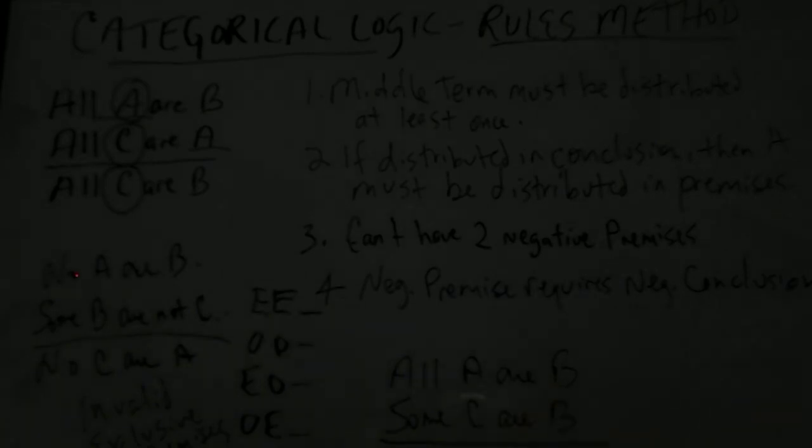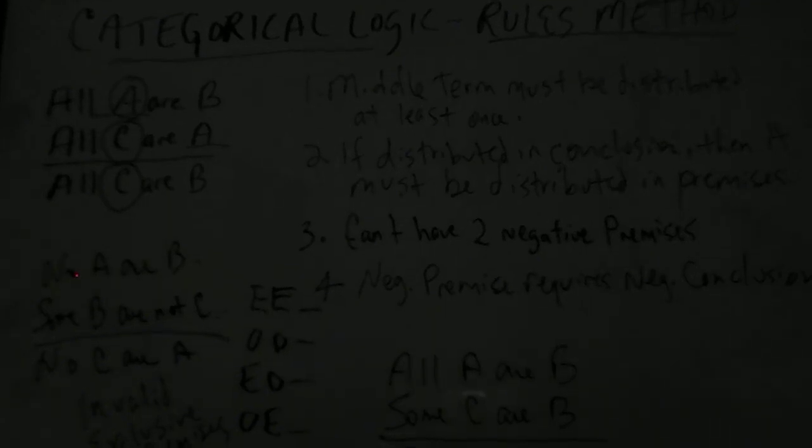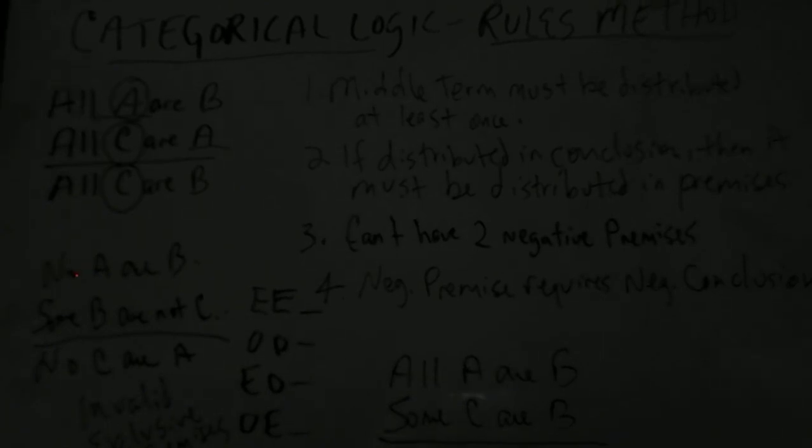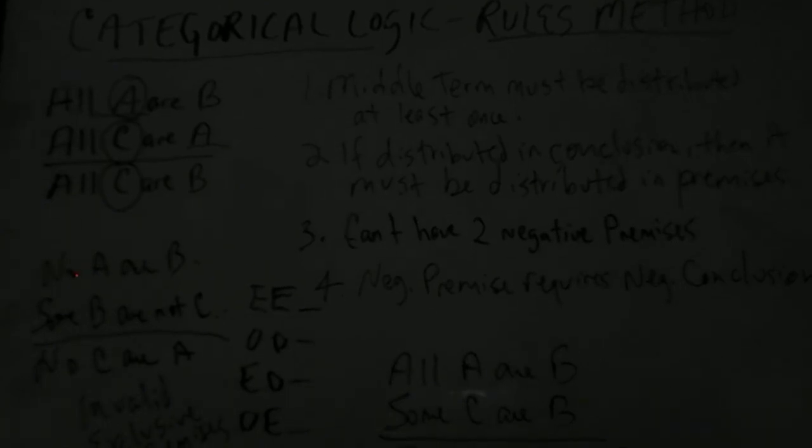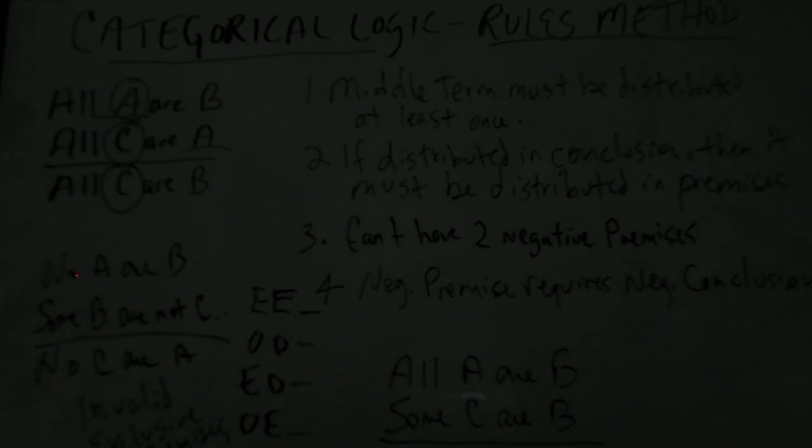Okay. Well, in this case, we see that we have an O conclusion. Some C are not A. It's an O statement and negative conclusion. Rule 4 says, since there's a negative conclusion, we need a negative premise. But both of our premises are positive, right? You have an A statement and an I statement. Those are both affirmative. So we know that this one is invalid.